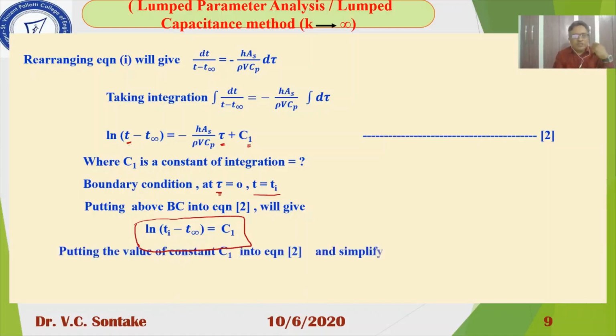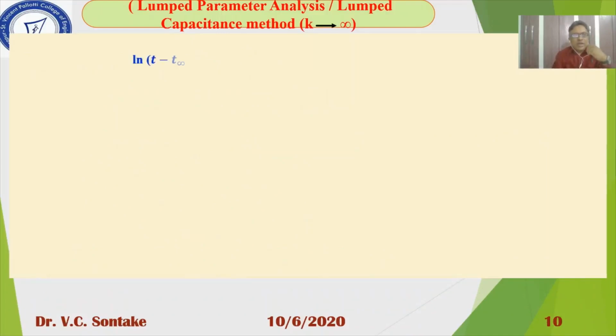Now let us put this value of constant C1 into equation 2. So it will give me log of T minus T infinity is equal to minus hAs over rho V Cp into tau plus log of Ti minus T infinity. This is nothing but the value of constant C1. After simplifying this, this is the equation I got.